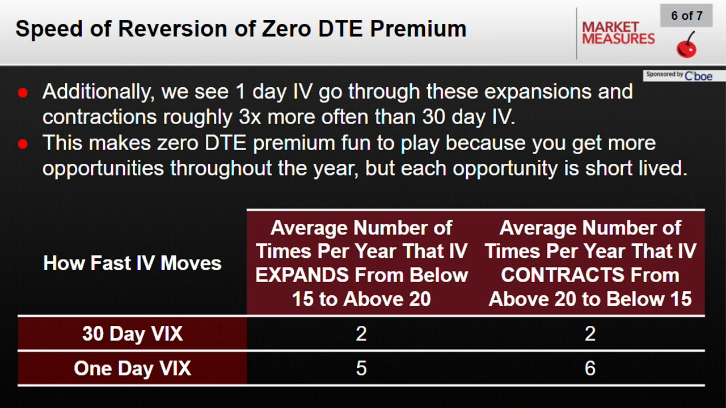So again, how fast does it move? The average number of times per year that implied volatility expands from below 15 to above 20 is only 2 times per year. But on the 1-day VIX, it's 5 times. And then the average number of times that it contracts from above 20 to below 15 is only 2 on the VIX, but it's 6 on the 1-day VIX. So obviously more times. Let's go next slide.